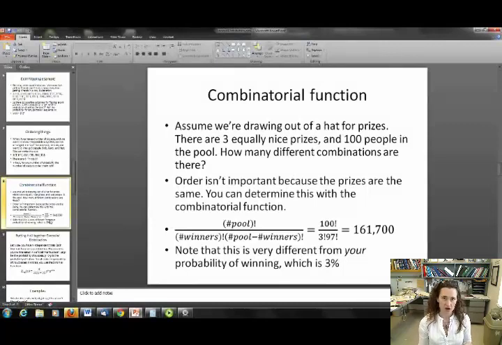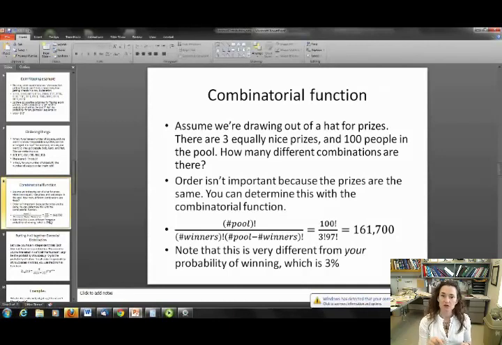So let me explain the combinatorial function to you. So probably the easiest way to understand this is to assume that you have like a hat or a big jar or something, and you're drawing out names for prizes. Okay. So for example, let's say that there's a pool of 100 people that have all put their names in this hat. Everybody's put their name in one time, and there's 3 equally nice prizes. Okay. So how many different possible combinations are there of ways that people can get prizes?